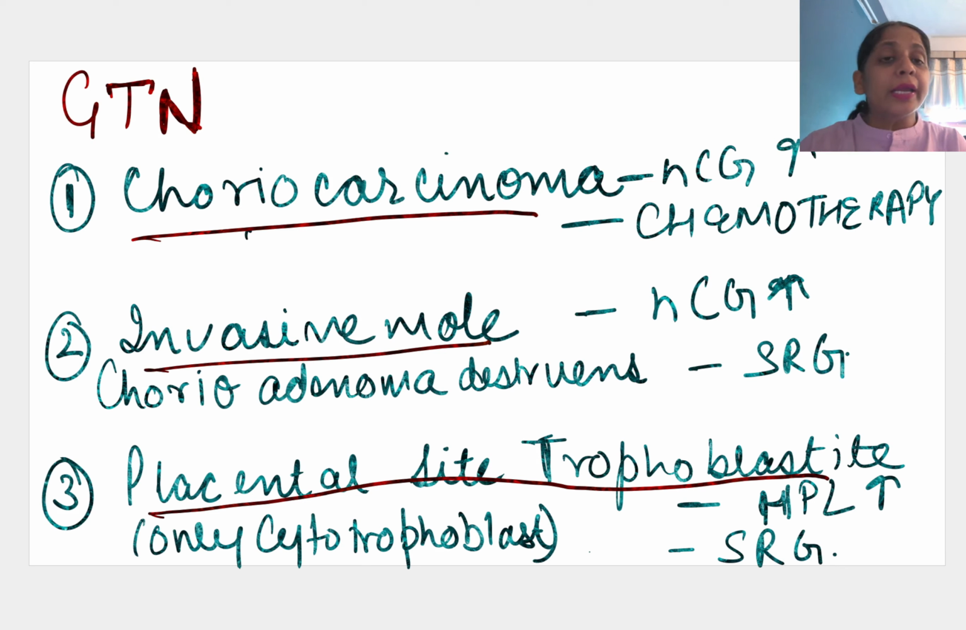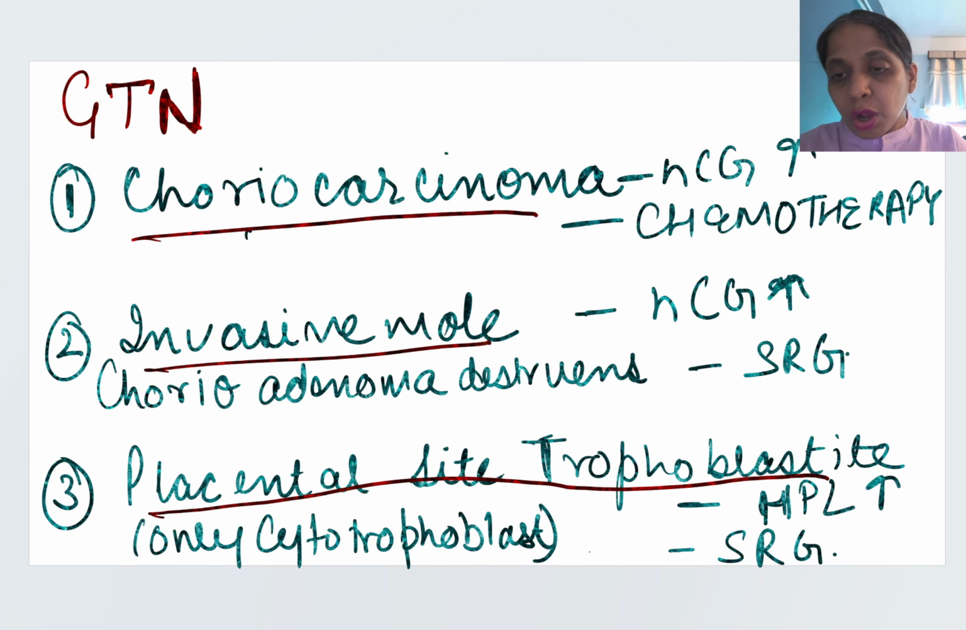In choriocarcinoma, HCG increases and its treatment is chemotherapy. In invasive mole, HCG also increases and its treatment is surgery. In placental site trophoblastic tumor, there is no increase in HCG; there is an increase in HPL, human placental lactogen, and its treatment is also surgery.